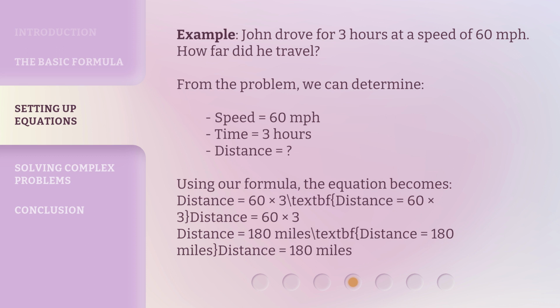Example: John drove for 3 hours at a speed of 60 miles per hour. How far did he travel? From the problem, we can determine speed equals 60 miles per hour. Time equals 3 hours. Distance equals? Using our formula, the equation becomes distance equals 60 times 3. Distance equals 180 miles.